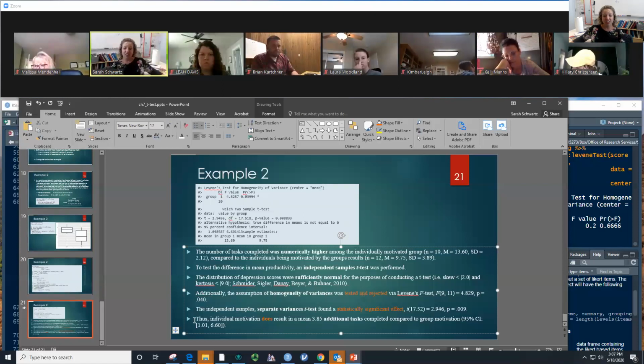So the conclusion here: individual motivation does result in a higher average. How much higher? 3.85. Where did 3.85 come from? From subtracting these two averages. And then here's the confidence interval to go with it. Okay. Separate variance versus pooled variance t-test, comparing two groups.